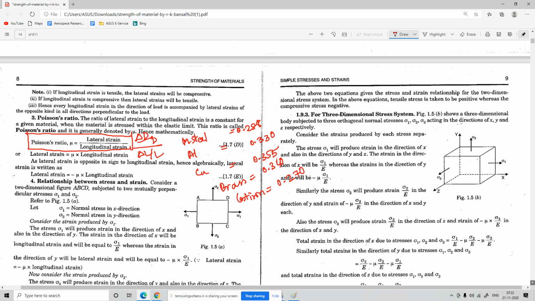So the Poisson ratio says that it is a ratio between the lateral strain and the longitudinal strain.